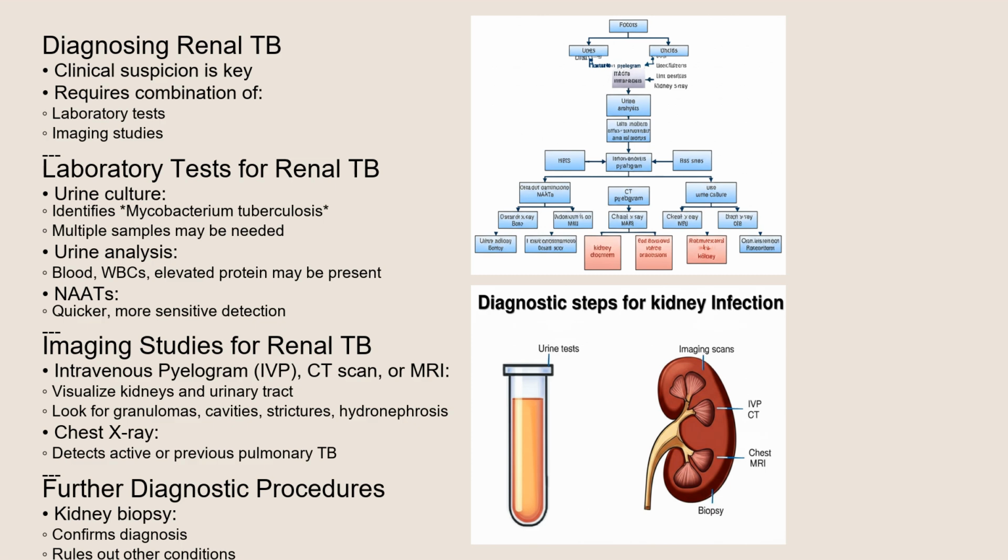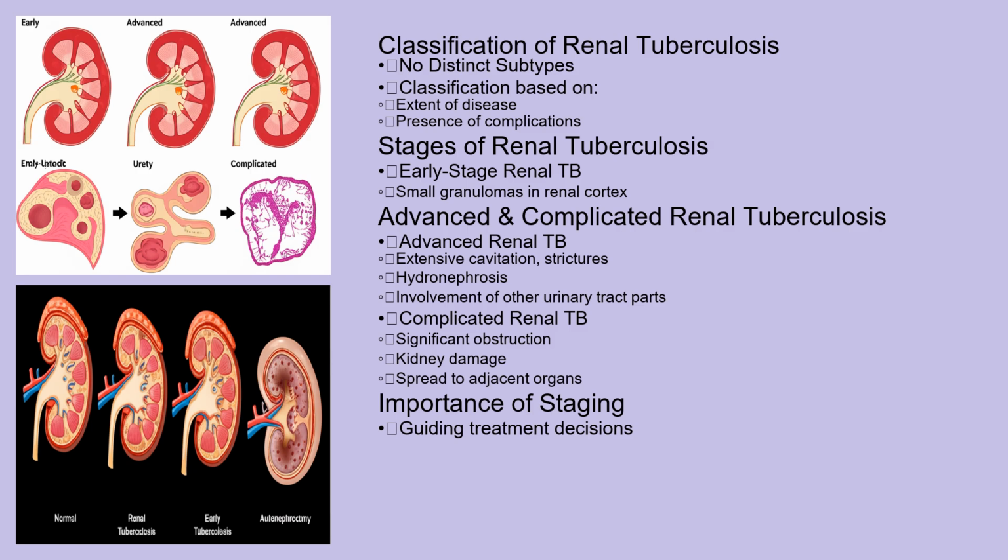A chest X-ray is often performed to look for evidence of active or previous pulmonary TB. In some cases, a kidney biopsy may be necessary to confirm the diagnosis and rule out other conditions. Newer diagnostic methods like nucleic acid amplification tests, or NAATs, offer quicker and more sensitive detection of the bacteria in urine samples. While renal TB doesn't have distinct subtypes like some other diseases, it can be classified based on the extent of the disease and the presence of complications.